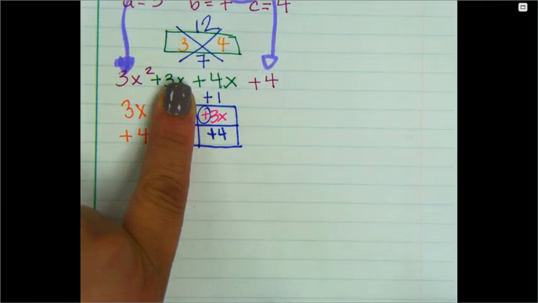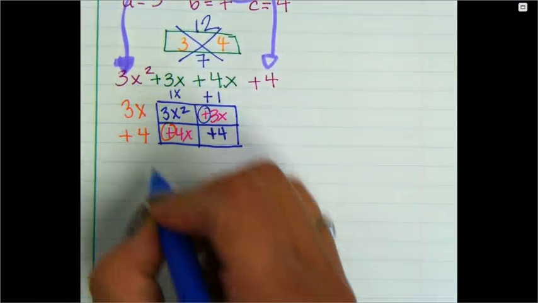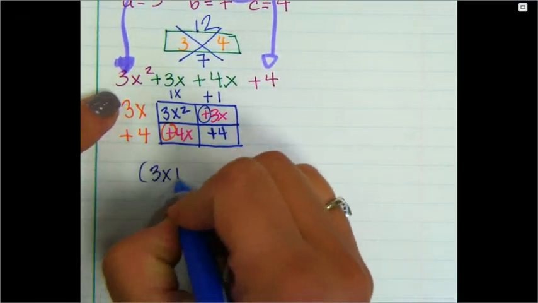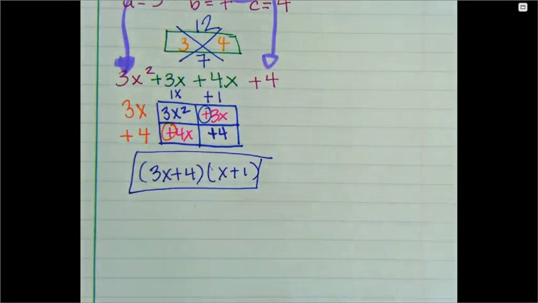Those of you that are writing and not watching are going to get lost and be like, I don't know what she just did. Here we go. Your answer is 3x plus 4 and x plus 1. We just worked backwards.